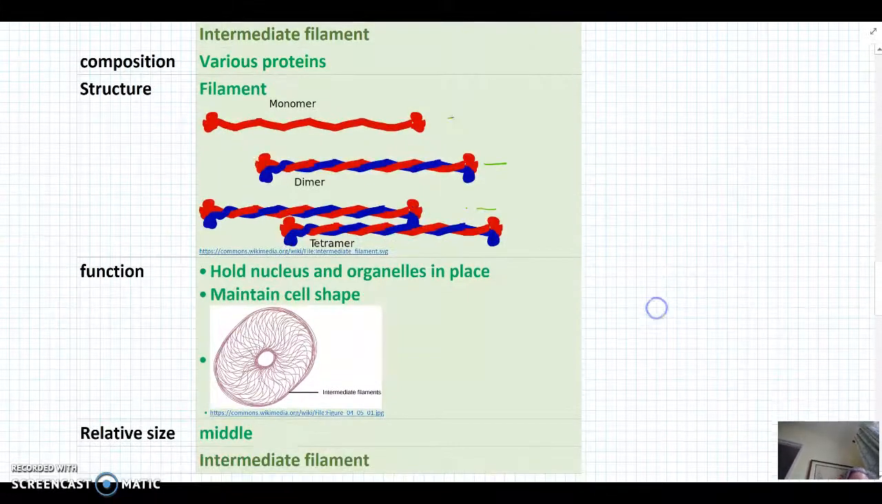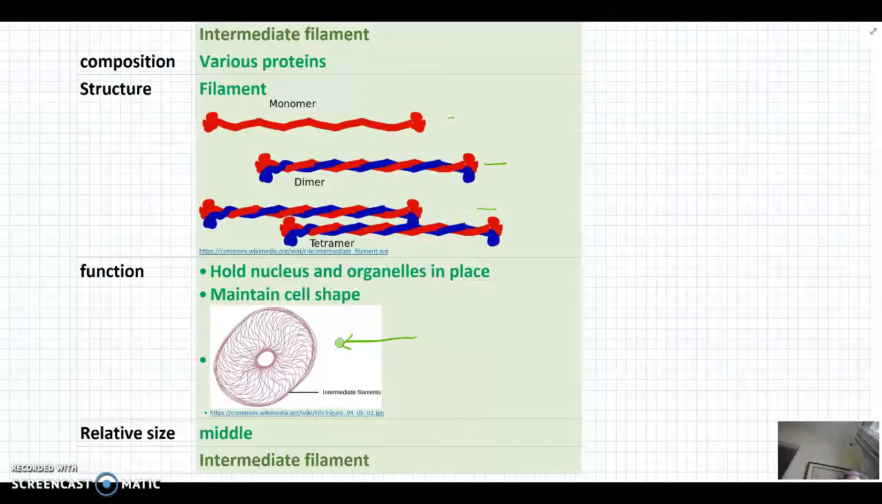These filaments function to hold the nucleus and the organelles in place. They maintain cell shape. As pictured here in this diagram, they're very much like what you think of as a skeleton. They're not dynamic. They're not moving around. They are very static structures holding shape and holding organelles into place. And again, they are middle in size in between a microfilament and a microtubule.